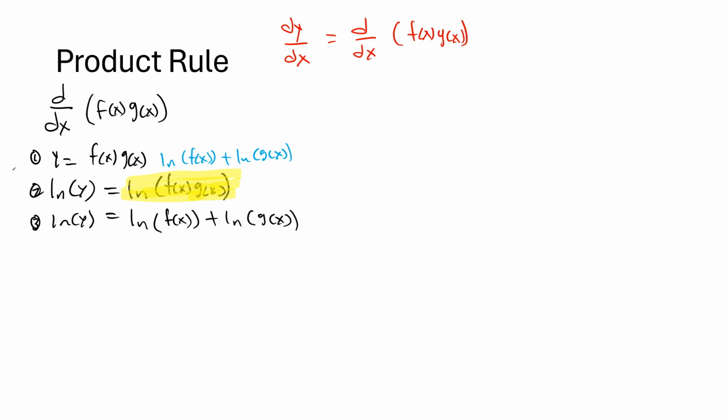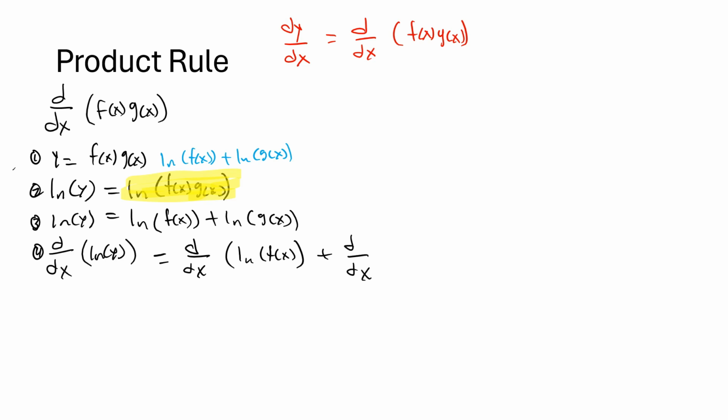So now we're going to take the derivative with respect to x on both sides. Since these are individual terms, I am just going to rewrite it as the derivative with respect to x of ln of f of x plus the derivative with respect to x of ln of g of x. Okay, and now our fifth step here, we're just going to evaluate the derivative on each side.